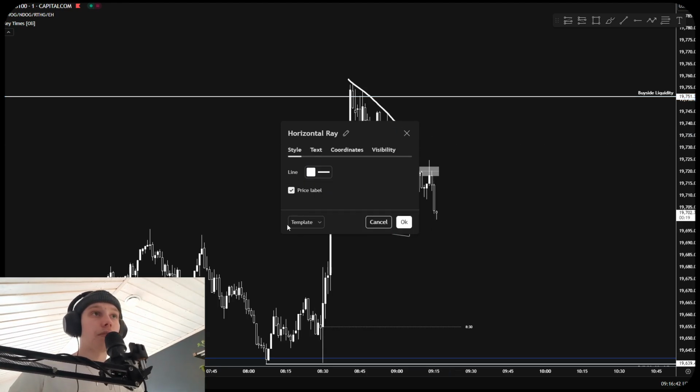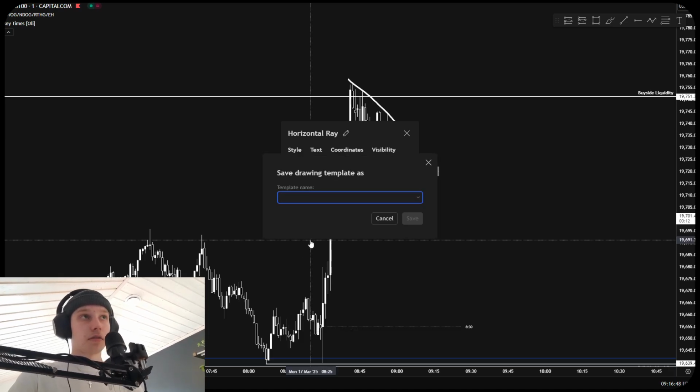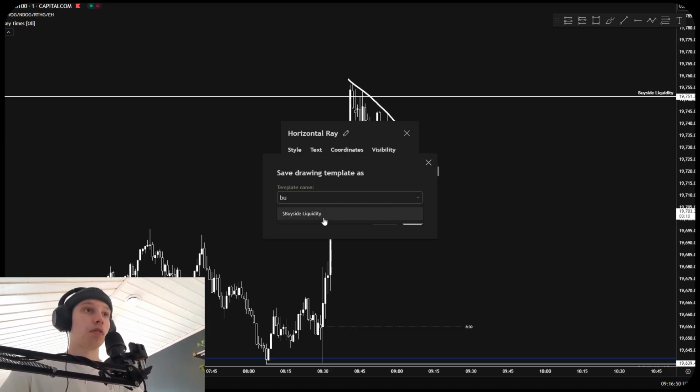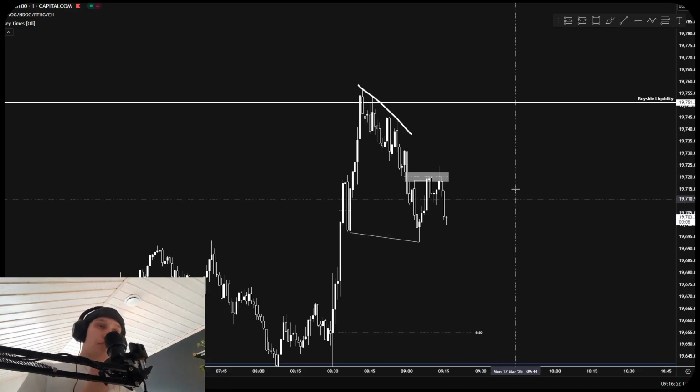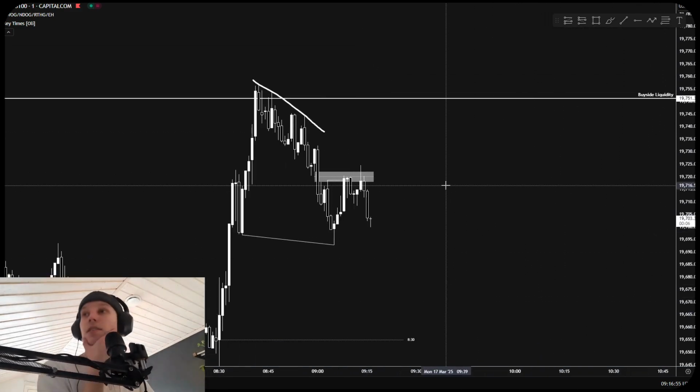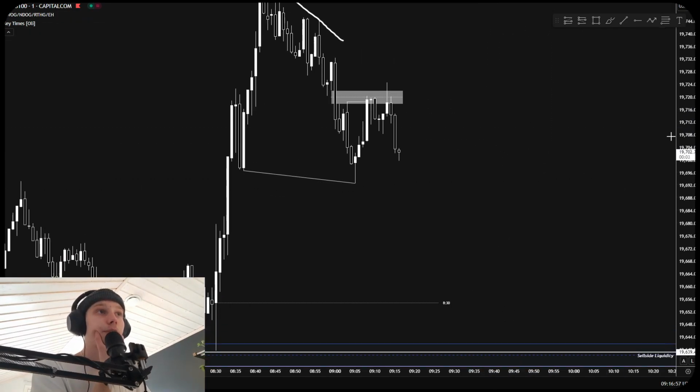I'm getting used to this new chart style, color, theme. Save as. So I'm kind of changing the colors of things, but this is a little bit more eye friendly for me, you know what I'm saying?